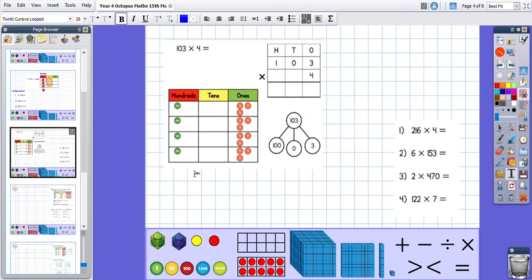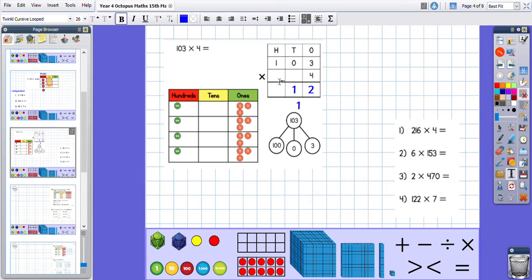So another strategy we looked at yesterday was using column method, and we were partitioning those numbers up and timesing each number in turn. So first of all, we times 3 times 4, which we know makes 12, and we pop our 2 in our ones column, and we carry over the 10 that's in 12 into our tens column. So pop the 1 in the tens column to show 1 ten. Next we would do 0 times 4. Well, 0 times 4 is 0, but we need to add on our 1. Okay, so we have 110.